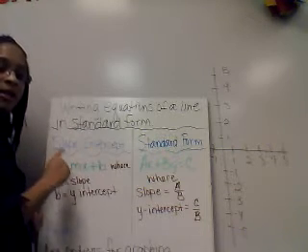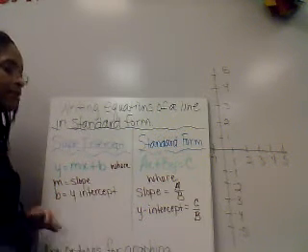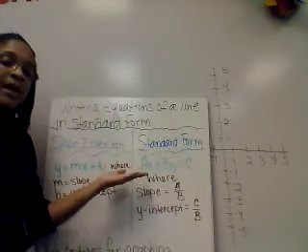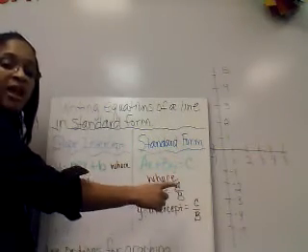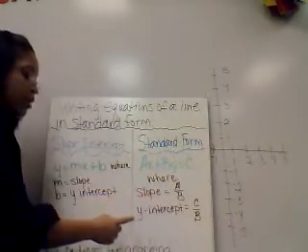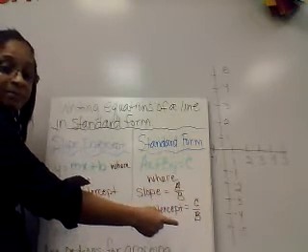Slope-intercept is y equals mx plus b, where m is the slope and b is the y-intercept. Standard form is written as ax plus by equals c, where the slope is indicated by the value of a divided by the value of b, and the y-intercept is indicated by the value of c divided by b.